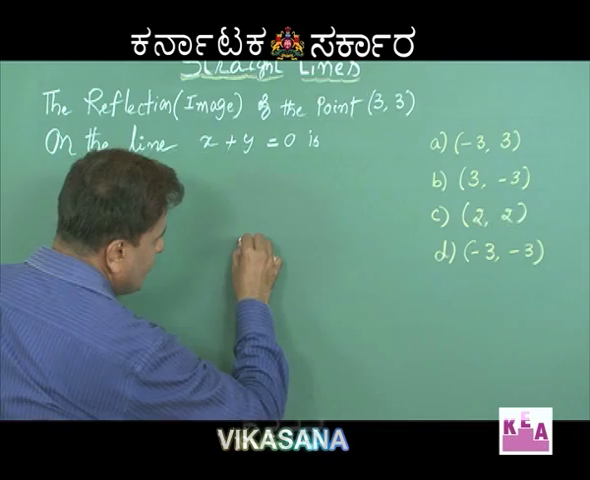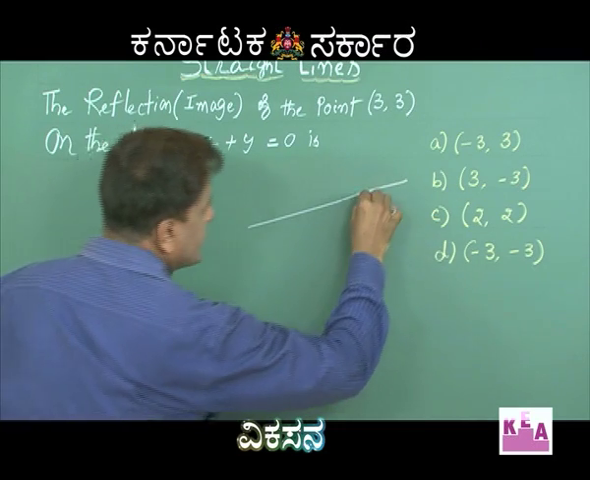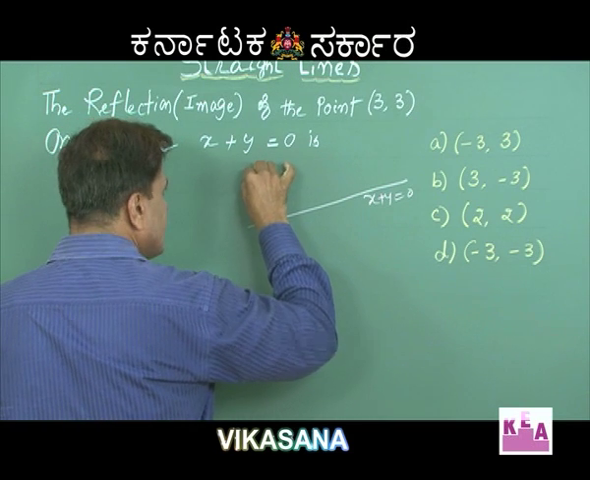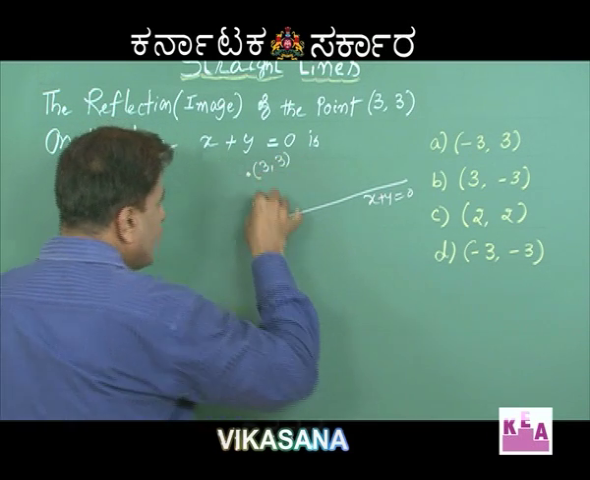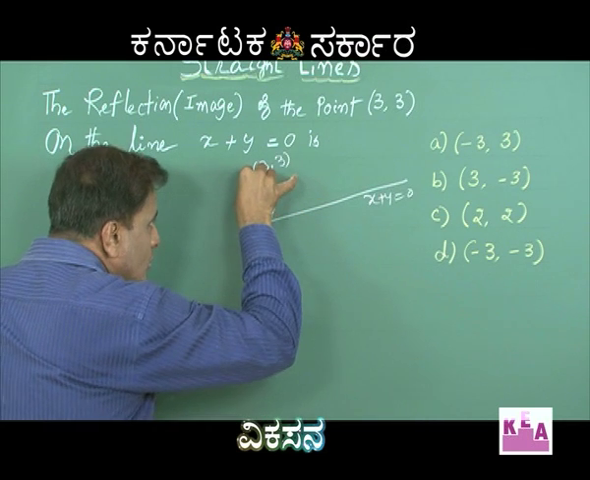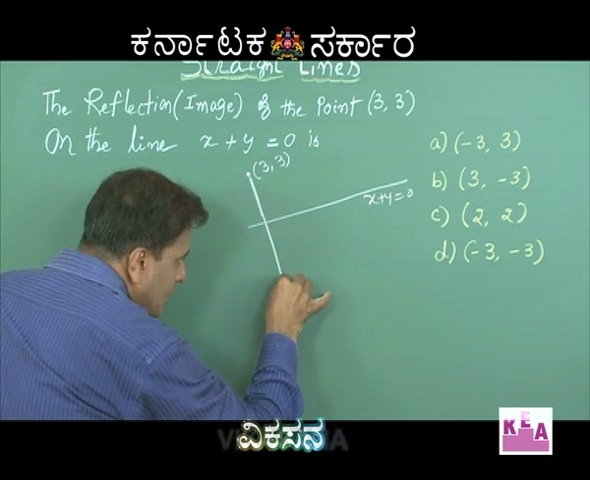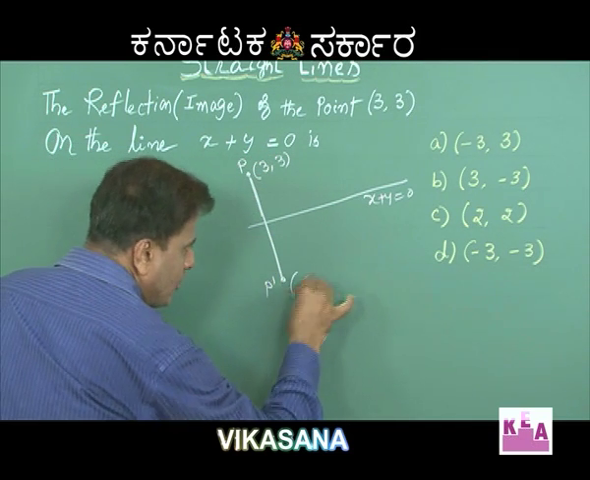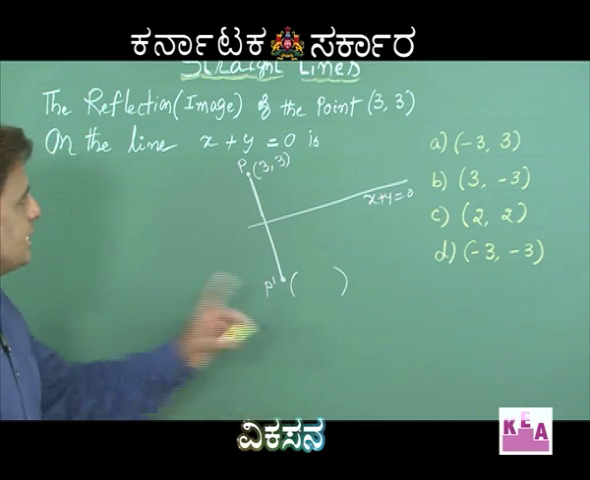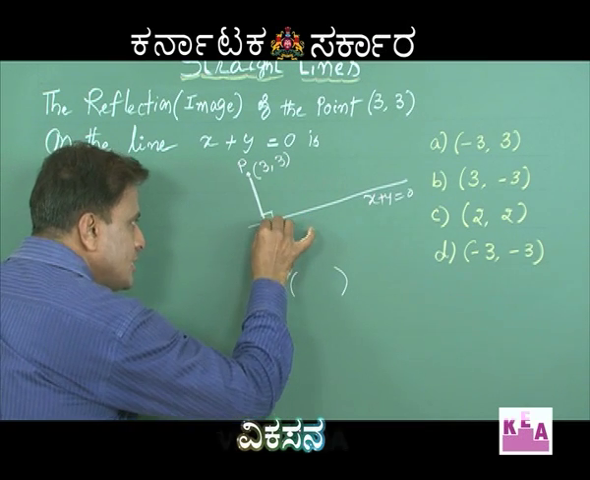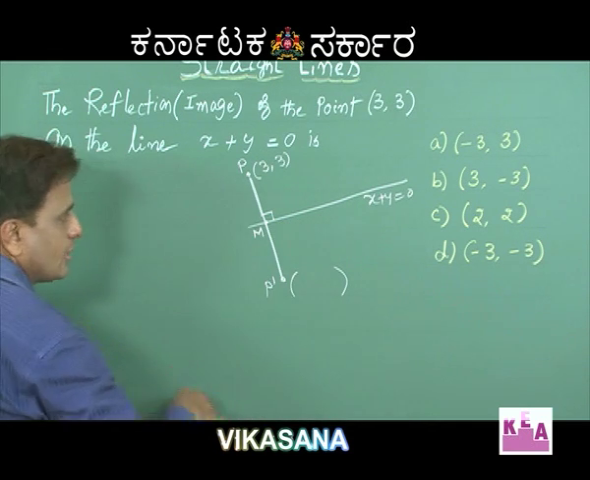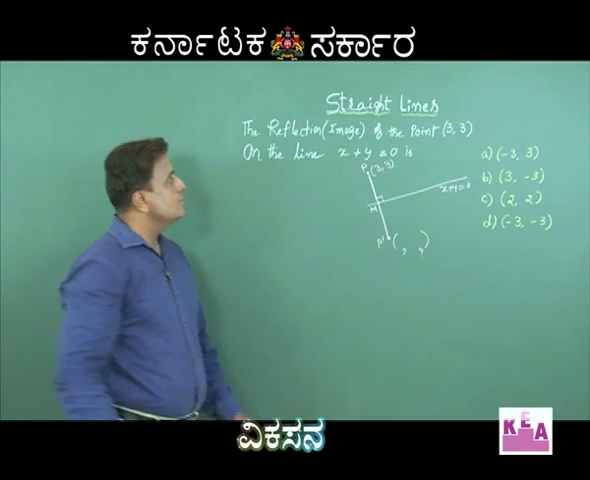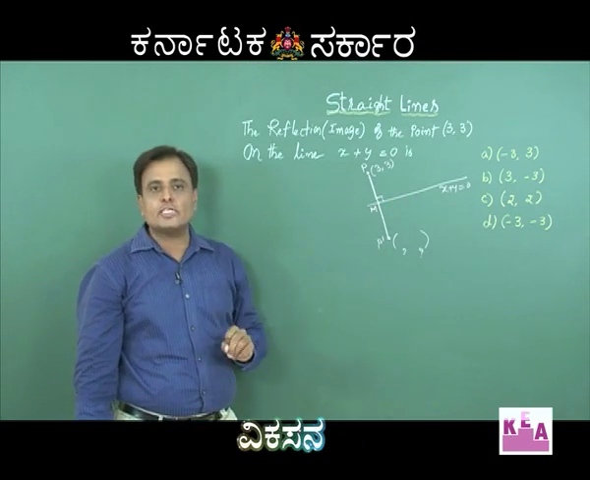The given line, always remember, is x plus y is equal to 0. The point is 3, 3. Draw the perpendicular line, and if you take this point as P, this is called the image of the point P. Now we have to find the coordinates of P dash. Take the point of intersection as M. Here P dash is the image of the point P in the line x plus y is equal to 0.